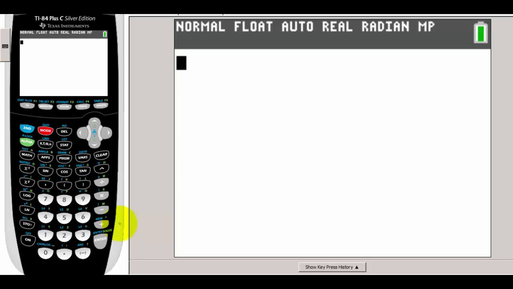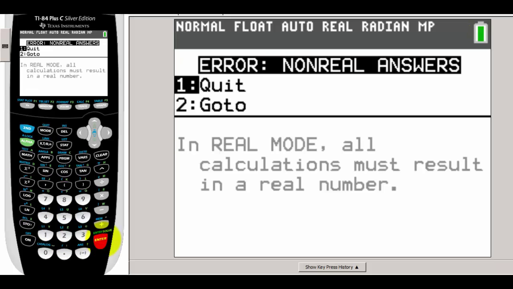All right, so this is a calculator. Where do you have complex numbers? If you need i, it's the second dot right here. This is i right there. But let me see what happens when I enter the square root of negative 15. What do I have? Enter. Okay, it says real mode. So I need to change my mode. I don't want to be in real mode. So let's change the mode.